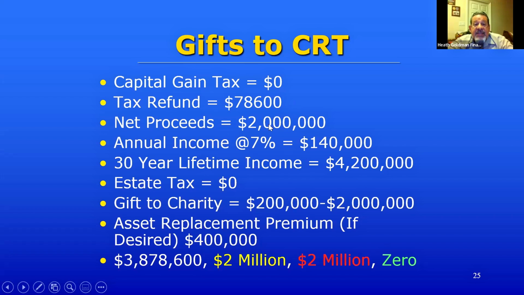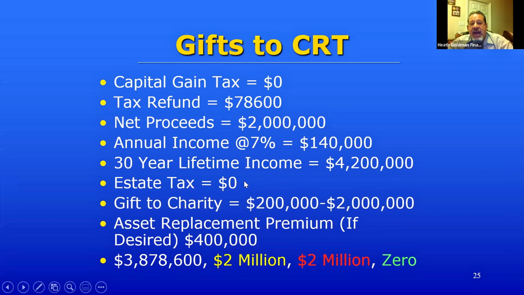In this particular example, because it's in a tax-exempt trust, we have $2 million left. We don't have to pay any capital gains. So if we're achieving that same 7% income stream, it's $140,000 per year. Over the same 30-year life expectancy, that's $4.2 million. There is no estate tax because it is a tax-exempt trust.